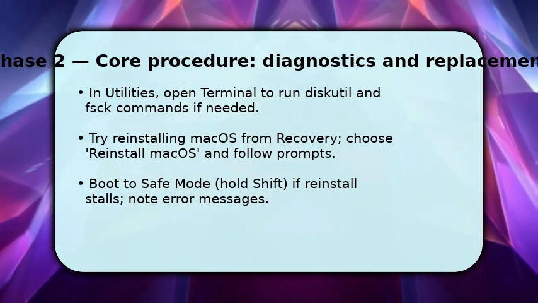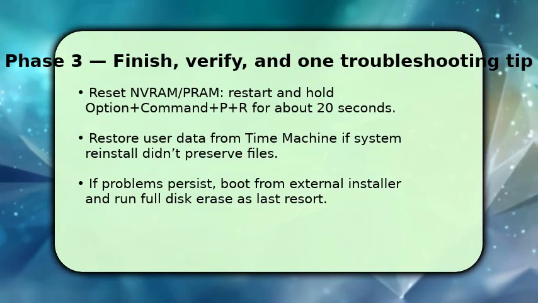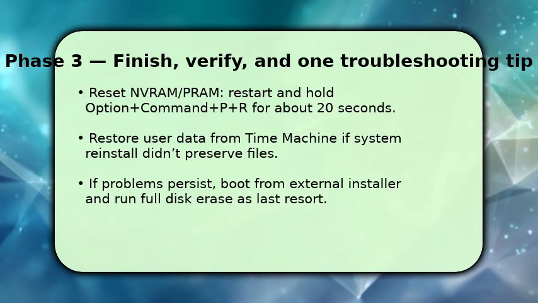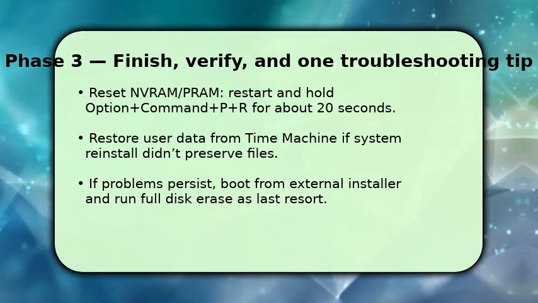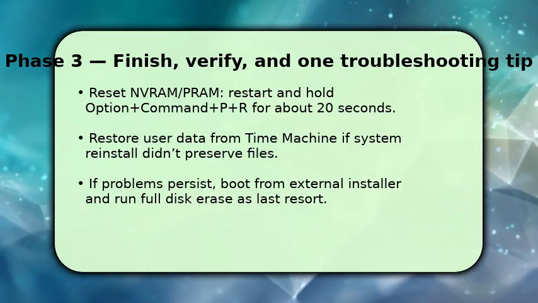Finish by resetting NVRAM/PRAM. Restart while holding Option plus Command plus P plus R for about 20 seconds to clear hardware-related settings that block utilities. Once your system boots, restore any missing files from Time Machine if the reinstall didn't keep everything.